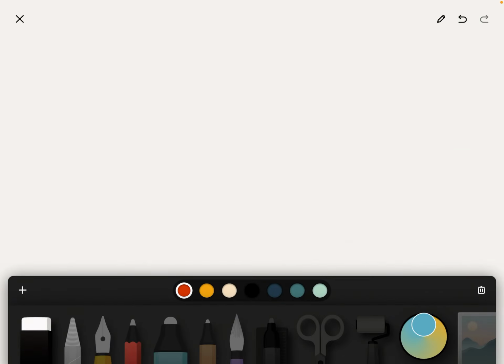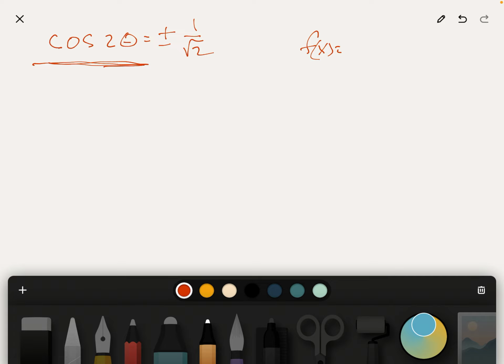Okay, so we're going to talk about problem 1a, and it reduces to cosine of 2 theta equals plus or minus 1 over the square root of 2. And before we go any farther, let's compare this function to the cosine function in standard form, which is f of x equals a cosine b x minus h.